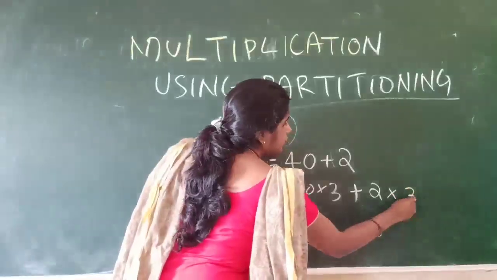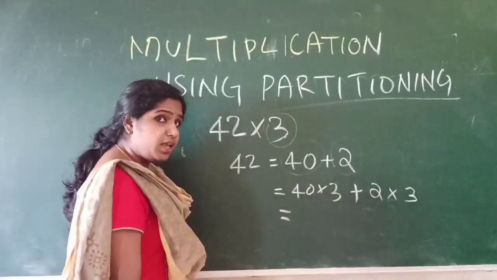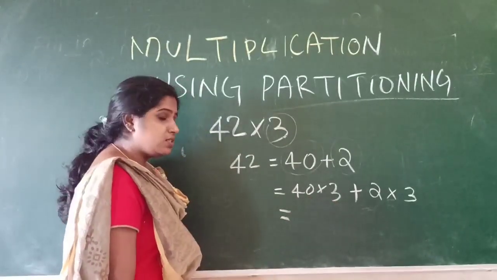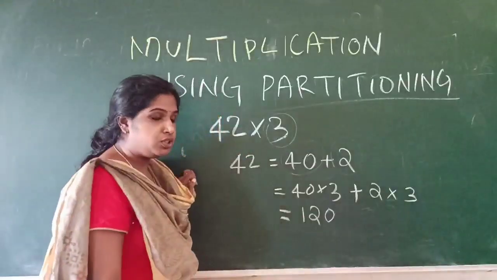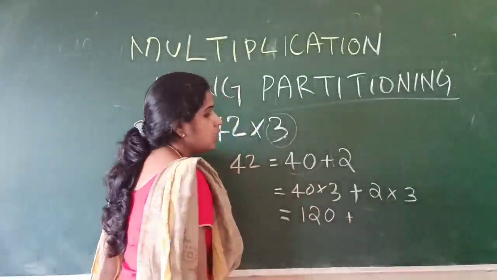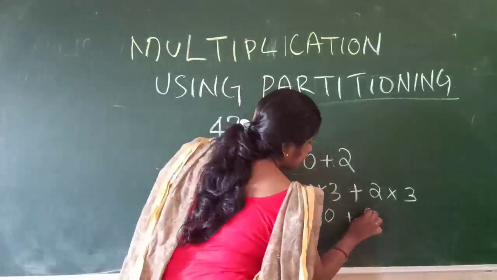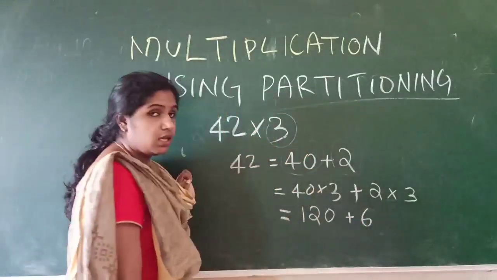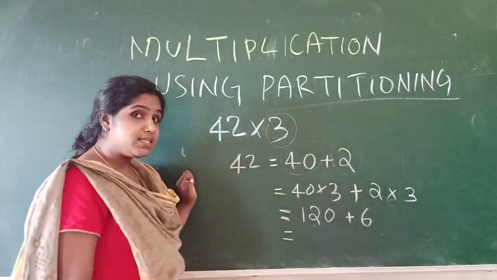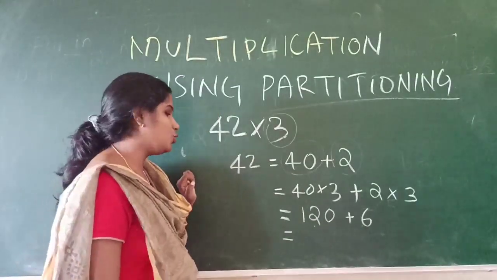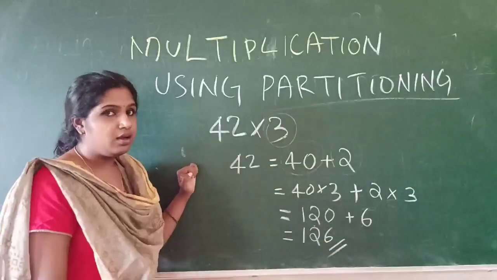So what will we get? 40 into 3 is, you have to calculate. 40 into 3 is 120, and plus, what is 2 into 3? 2 into 3 is 6. Now we have to add these two together. 120 plus 6 is, yes, 126. 126 is the answer. Okay, get it?